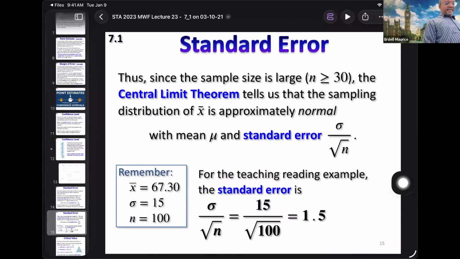All right, so in the example that they're working on right here, remember we were talking about the reading class. The average on the reading test was 67.13, and 100 people had taken the exam, right? And it was known for these kind of tests, the standard deviation was 15. Well, to find the standard error, you take 15 and you divide by the square root of 100. Square root of 100 is 10, and so it gives me an error answer of 1.5. Questions there?